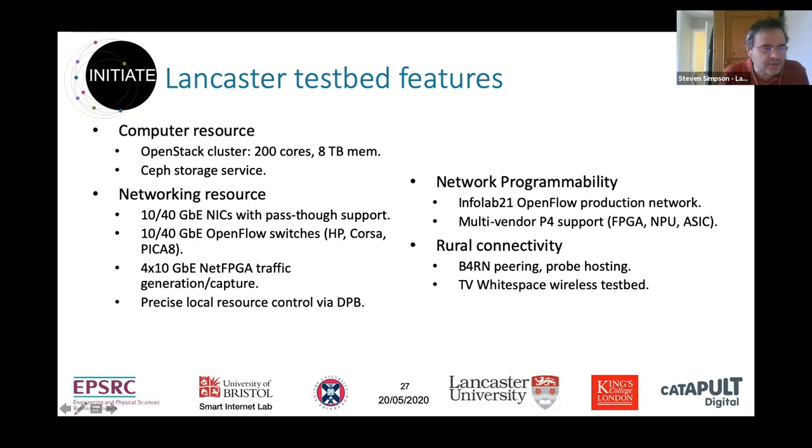And we've got connectivity to the B4RN network, which is Broadband for the Rural North. This is where rural communities have laid out their own fiber and provide themselves their own high bandwidth internet. So there's potential for them as a user base, and it's possible to have certain probes placed in that network and get some statistics from there. And these can all be fed into Initiate.